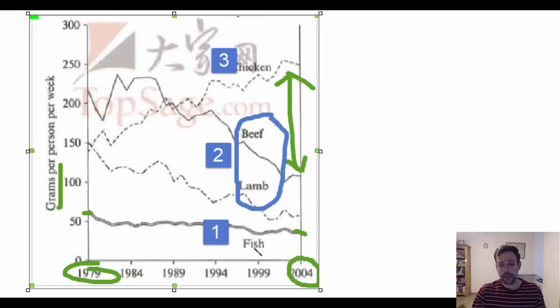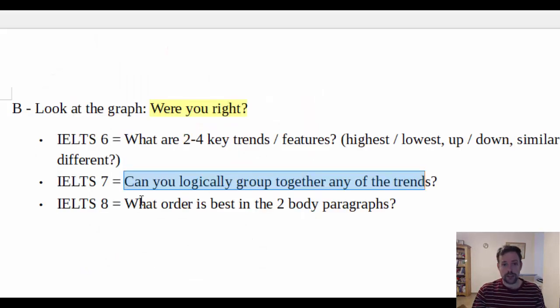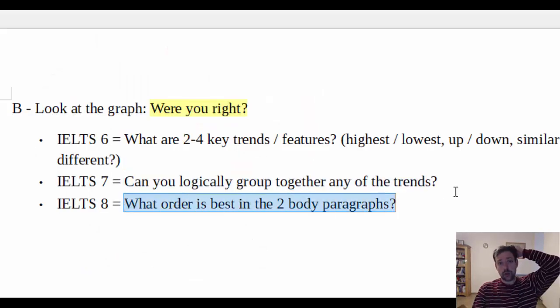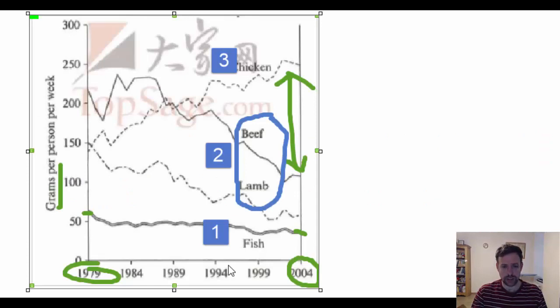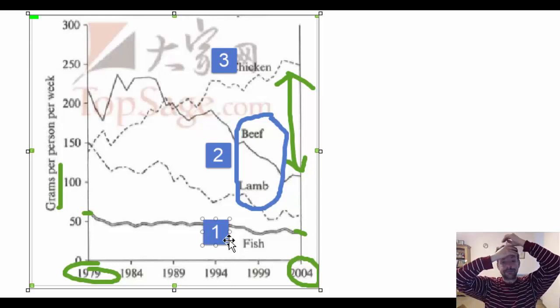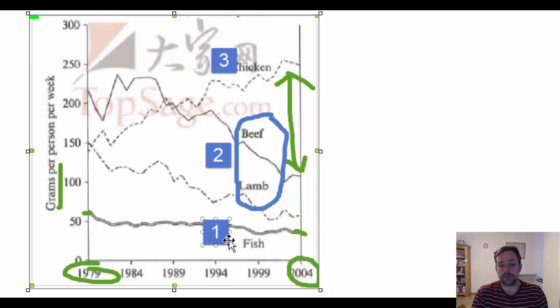Okay, and then to get an IELTS 8, what do you need to do after that? What order is best in the 2 body paragraphs? So in your writing, you're going to have your introduction, you're going to have an overview, maybe a separate paragraph in there, and then you're going to have 2 main body paragraphs. So we need to decide, okay, we've got these 3 points, which ones are going to go in which paragraphs? So it makes sense to put beef and lamb together in one paragraph, and then we can put fish and chicken in a separate paragraph.